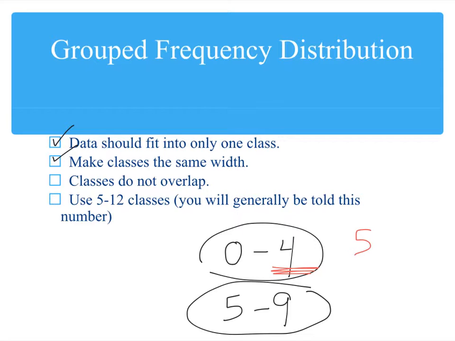Classes don't overlap, so we've touched base on that when we talked about data only fitting into one class. And typically you use 5 to 12 classes. So you're going to be told this number, so you don't need to worry about that too much, but just realize that that's your typical number.